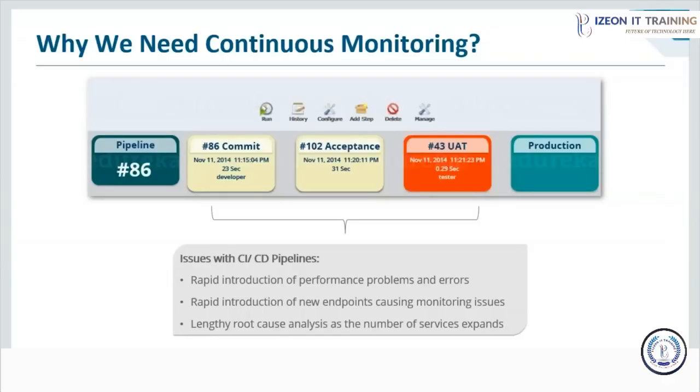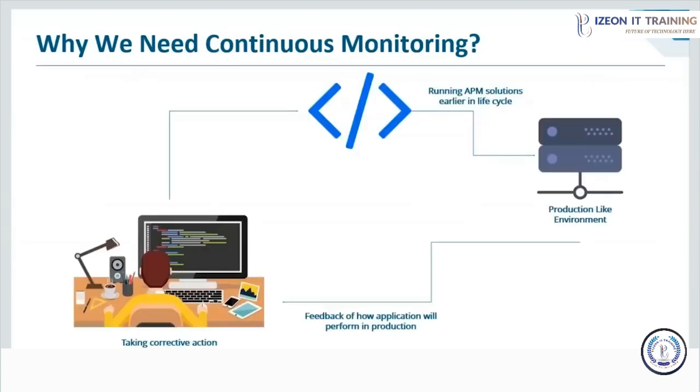Rapid introduction of performance problems and errors, right? Because you are releasing software more frequently, so there has to be rapid introduction of performance problems. Rapid introduction of new endpoints causing monitoring issues. Again, this is pretty self-explanatory. Lengthy root cause analysis as the number of services expands because you are releasing software more frequently, right? So definitely the number of services are going to increase. And there's a lengthy root cause analysis, because of which you lose a lot of time, right? So let's move forward and we'll look at the next reason why we need continuous monitoring.